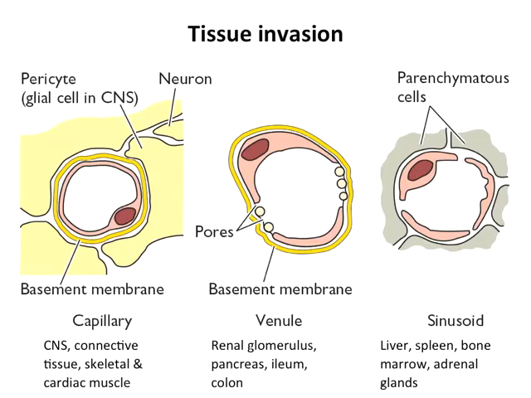And this is typical in the CNS, connective tissue, skeletal, and cardiac muscle. Very difficult for viruses to cross the capillaries in those tissues. We have another configuration here where there are pores between the endothelial cells, so that lets virus through. There is still a basement membrane, but this is a little more permeable. You find this in the kidney, pancreas, ileum, and the colon.